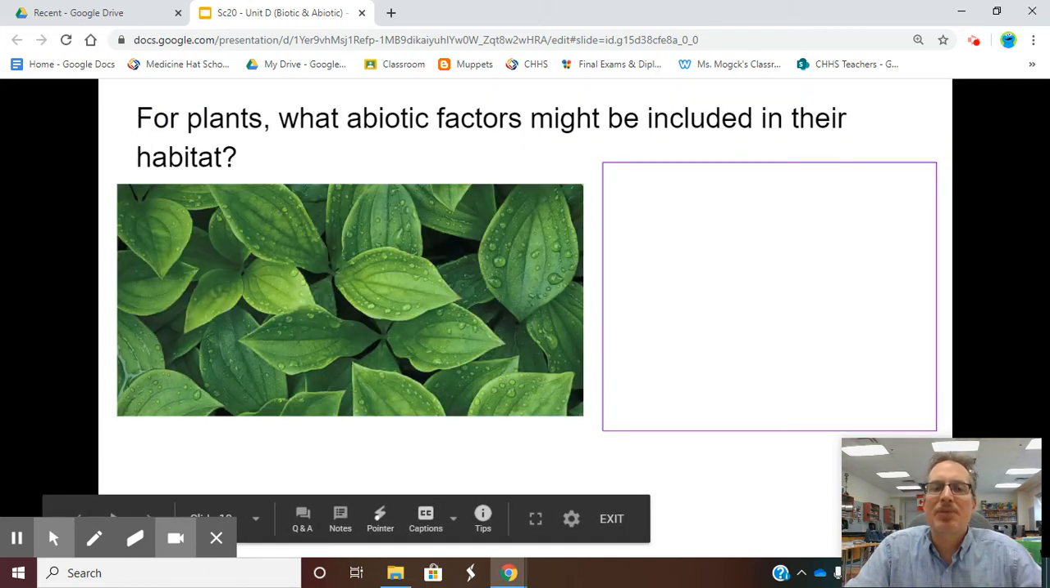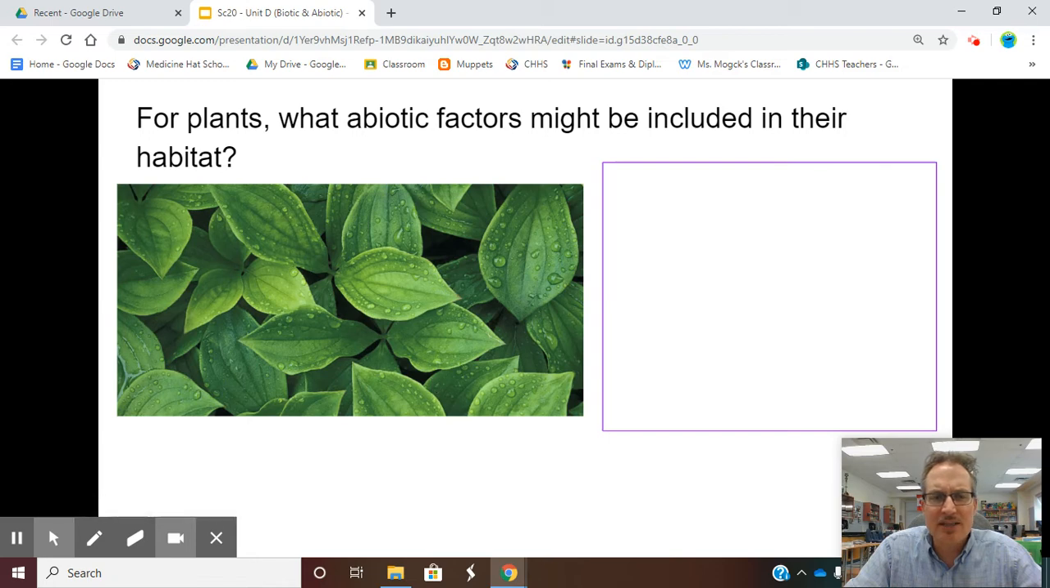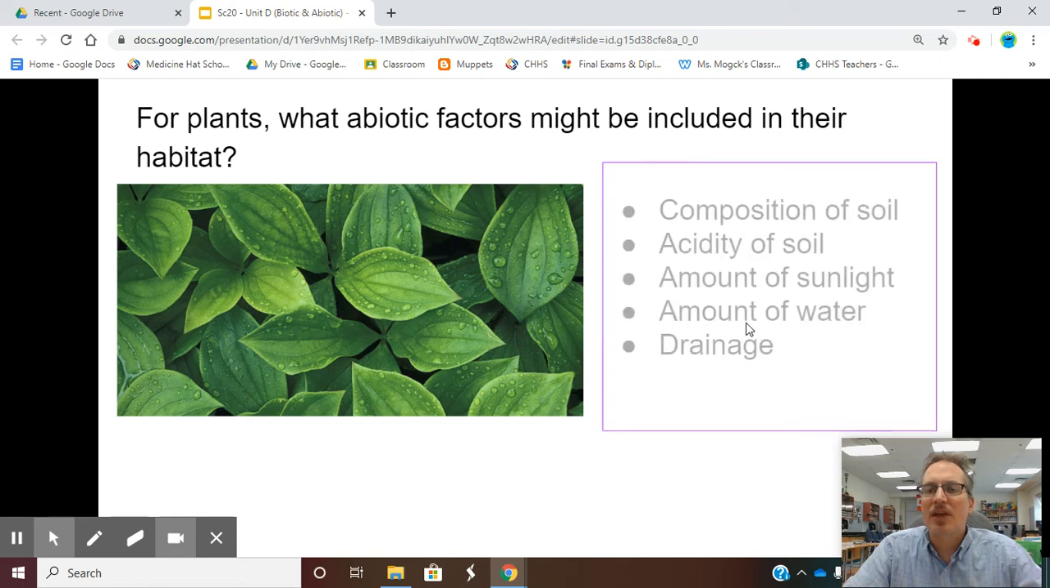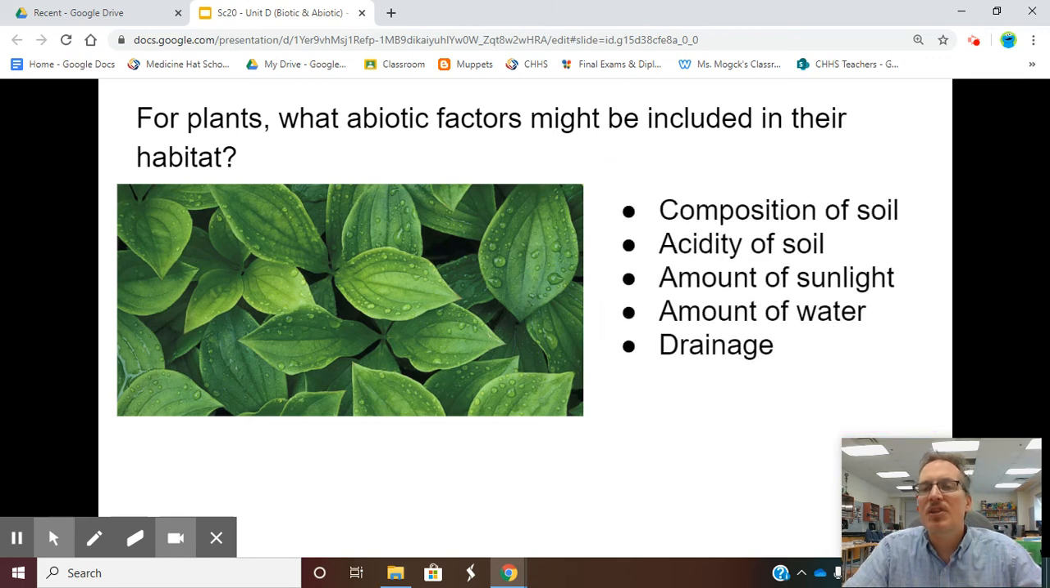So let's look at a plant, for example. This looks kind of like a hosta, but I don't think it is because it's got a star pattern on the leaf. So what abiotic factors might be included in their habitat? What non-living things are important in a habitat for plants? Well, one of the things that might be important might be what the soil is made up of. Is it made up of nitrogen and phosphorus and dirt, or is it sand or clay? How about the acidity or pH of the soil? Is it too acidic? Is it too basic?